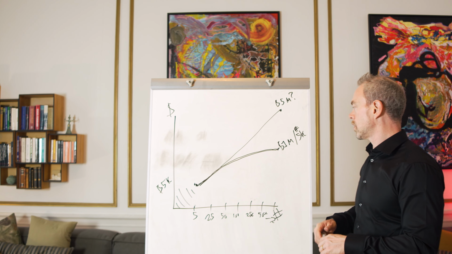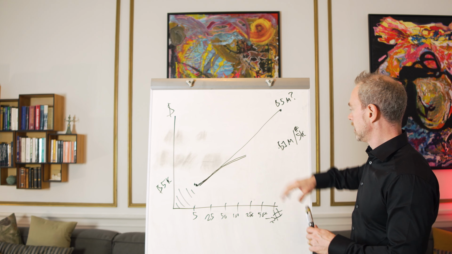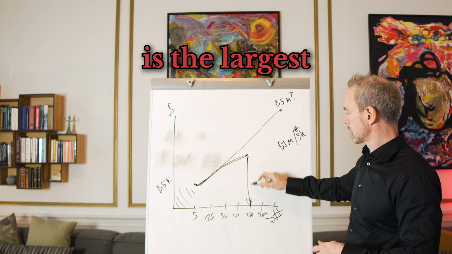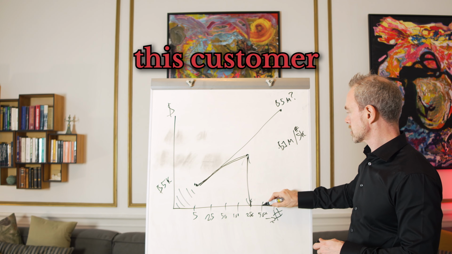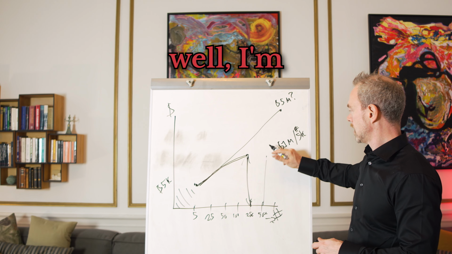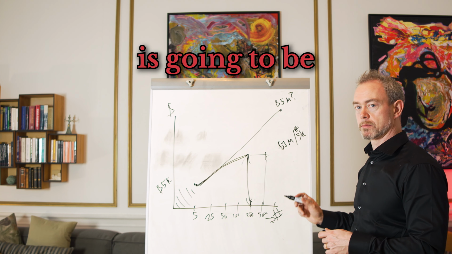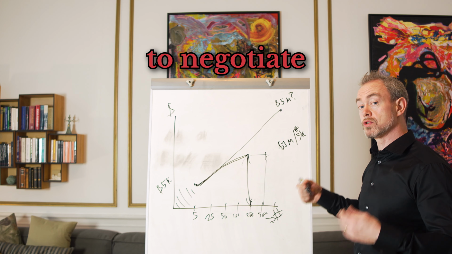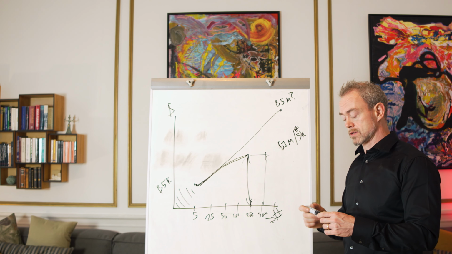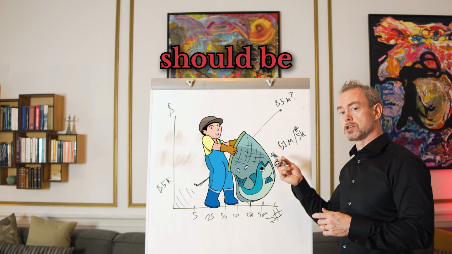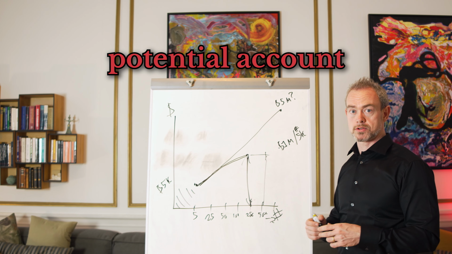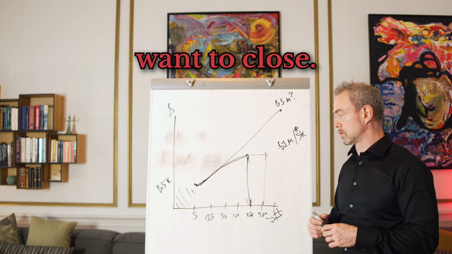So what you don't want is a pricing model that stops here and says, well, 250 users is the largest that we ever go. And then this customer goes through the door and says, well, I'm going to assume that my price is going to be way bigger. So you actually use the pricing model and the discount table to negotiate the discounts with larger accounts. So I usually say the net should be bigger than the fish. The pricing model should be bigger than the largest potential account or customer that you want to close.